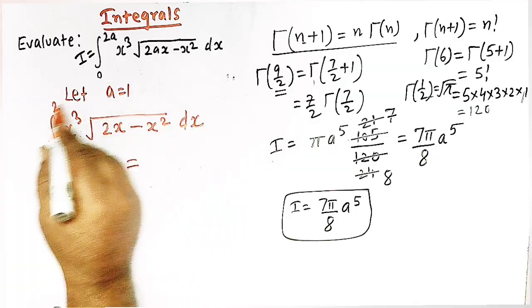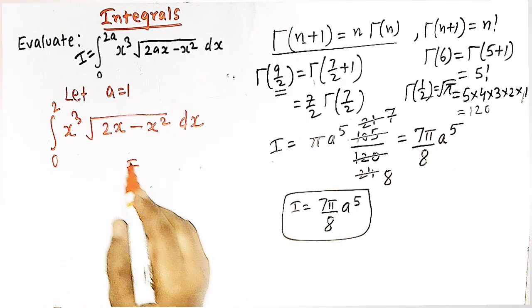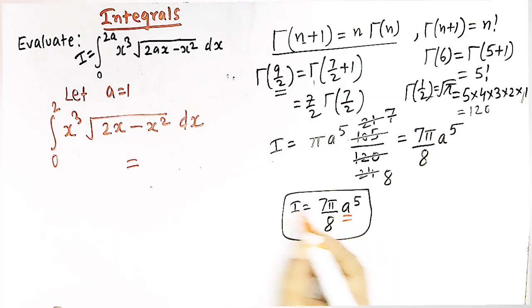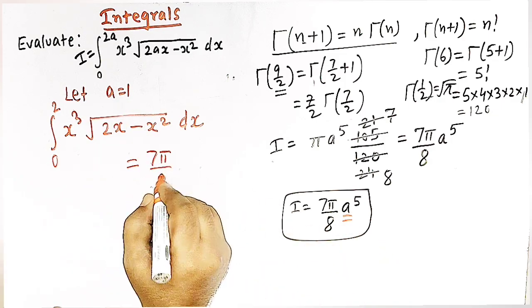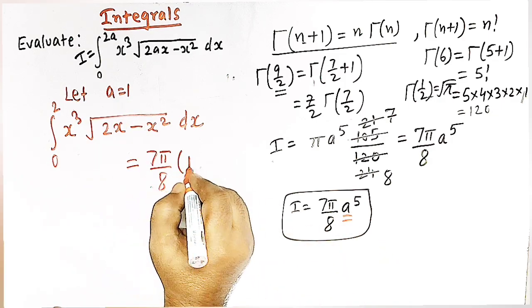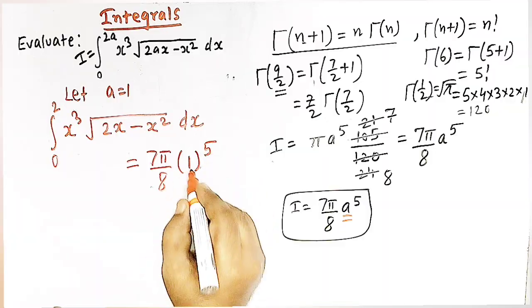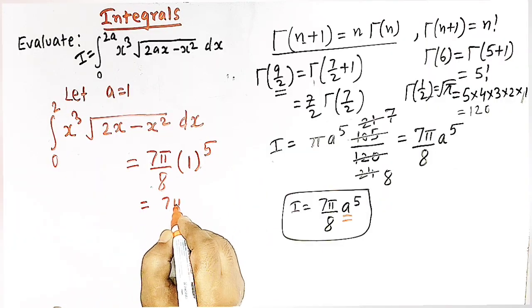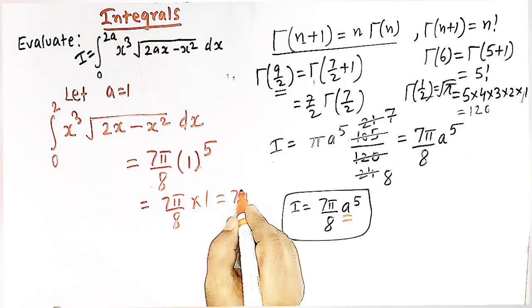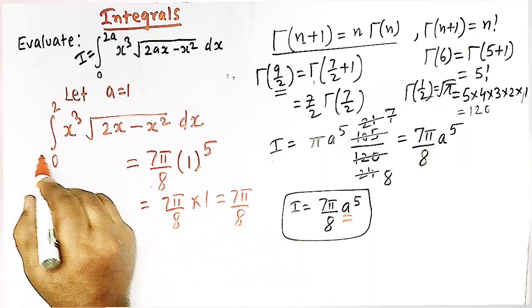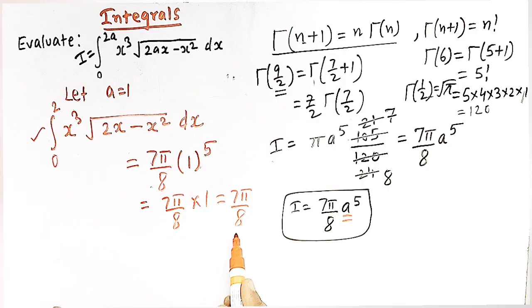Now the value of this integral can be obtained by replacing a by 1 in this expression. So we have 7 pi over 8 times 1 raised to 5, and this is 1. So we have simply 7 pi over 8 times 1, that is equal to 7 pi over 8. So the value of this integral is equal to 7 pi over 8.